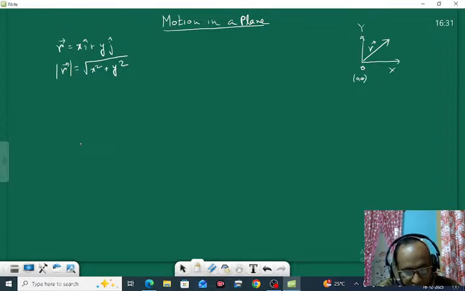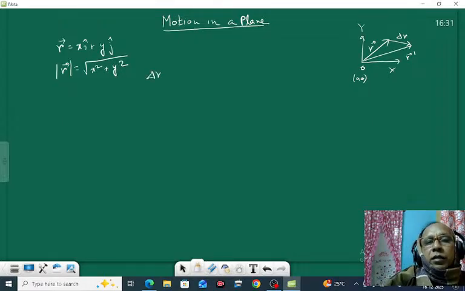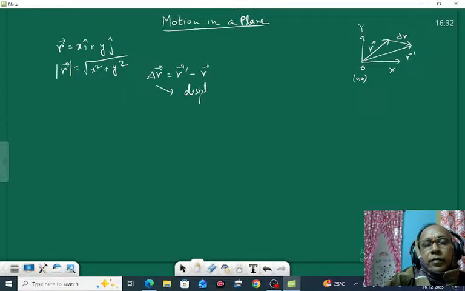And if you want to find the displacement vector, suppose this is vector r and this is another vector r dash, then this will be the resultant vector, or you can say del r vector. This is the displacement vector. So we can write that del r vector is equal to r dash vector minus r vector, and this del r is known as the displacement vector.